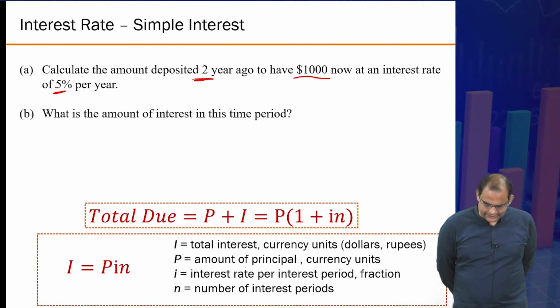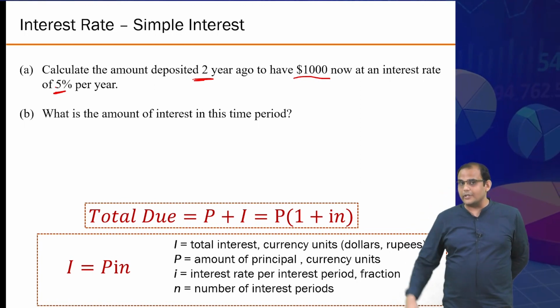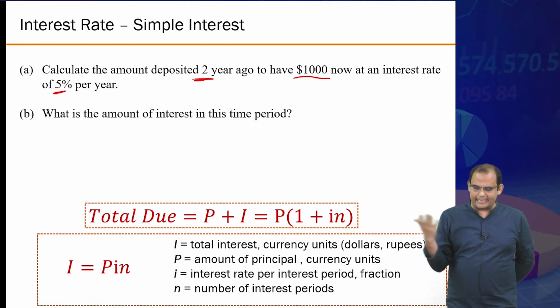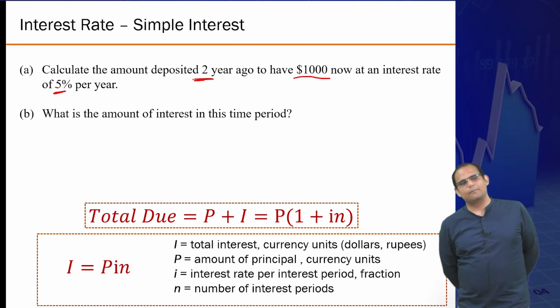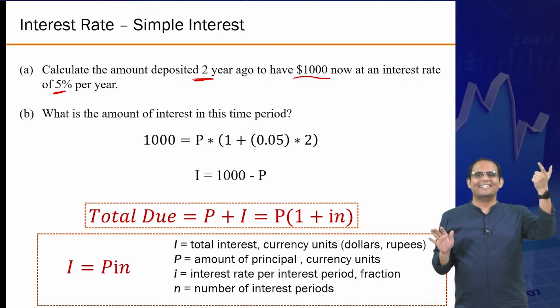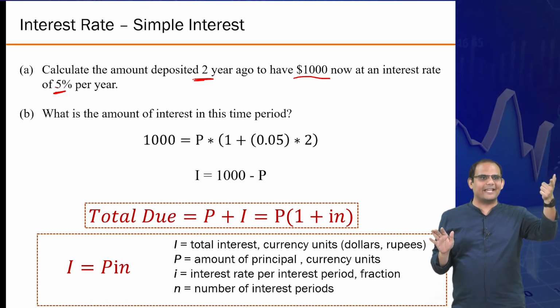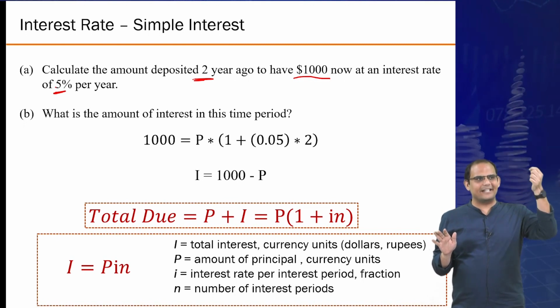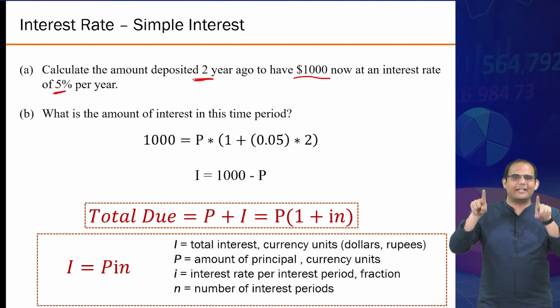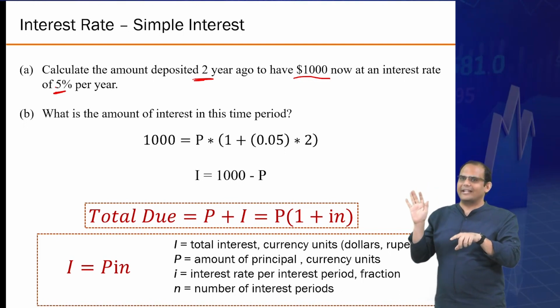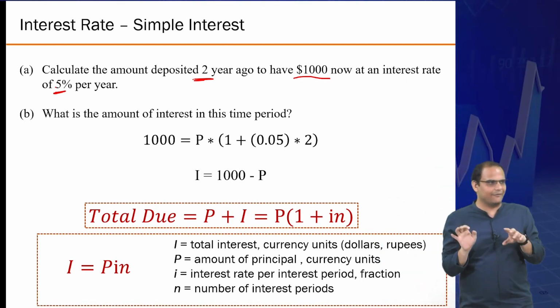So 2 years ago the amount was deposited. Now the amount is $1,000 at an interest rate of 5% per year. What do you think was the principal amount? Exactly. This is the most common mistake you will make in your Excel sheet. 5% versus 0.05. What do you have to write? You have to be very careful. Your answers will differ significantly and you will get 0 marks if you make these mistakes.